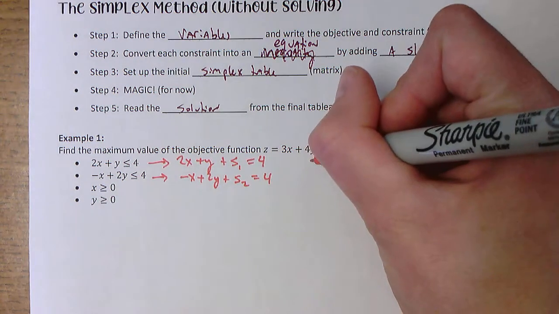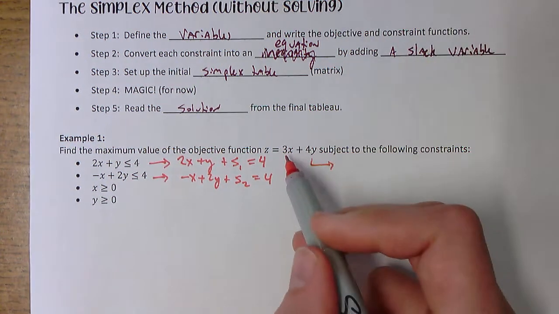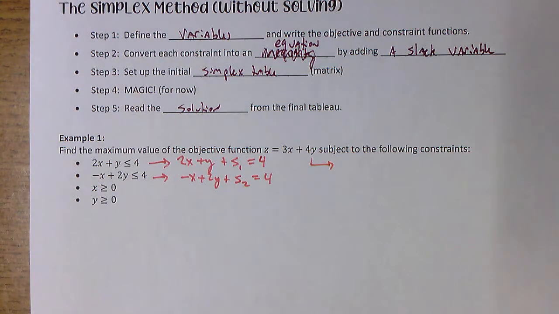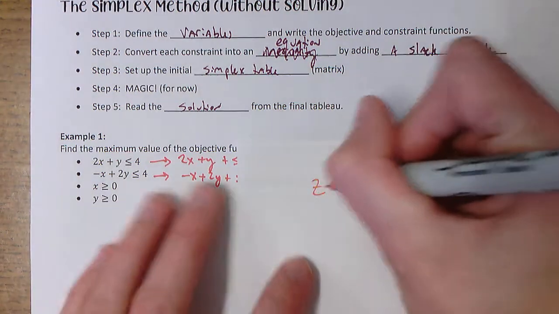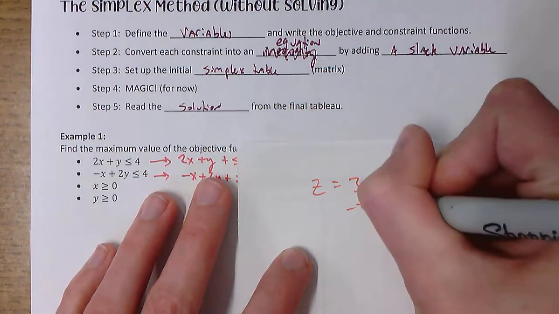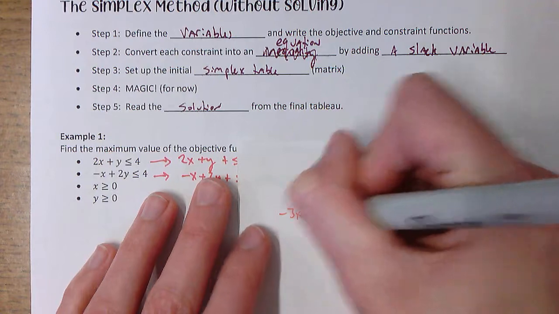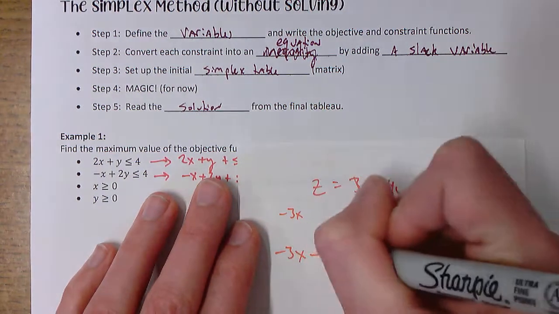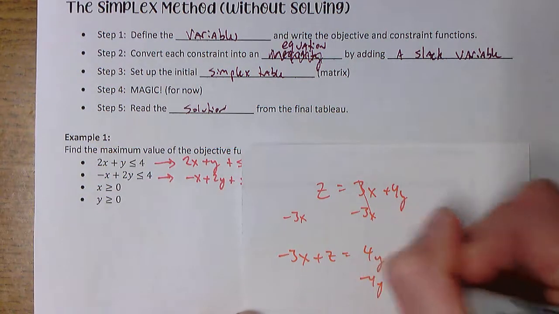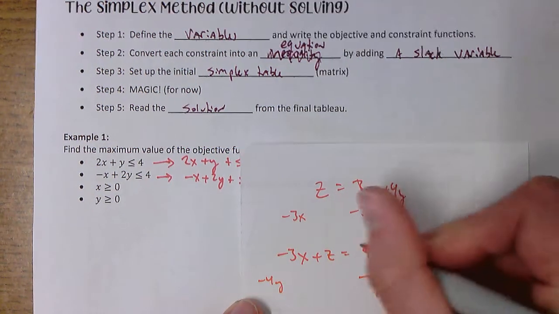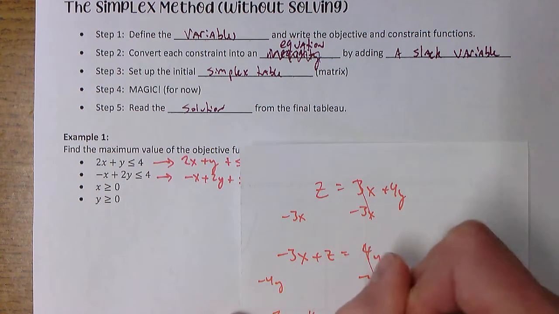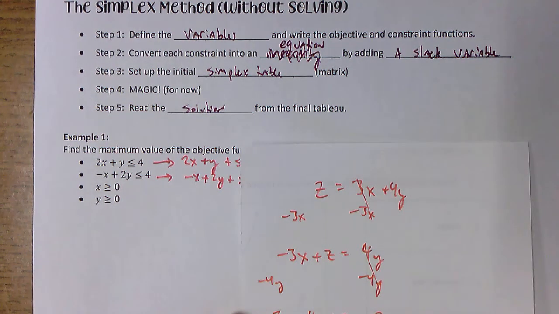So what I'm going to do with this equation is I'm going to rewrite it. I'm going to subtract the 3x from both sides and subtract the 4y from both sides, right? So I'm taking z equals 3x plus 4y. I'm subtracting the 3x from both sides. So then I have negative 3x plus z equals 4y. And then I'm going to subtract the 4y from both sides. And I'm going to put these in alphabetical order. So negative 3x minus 4y plus z equals 0.